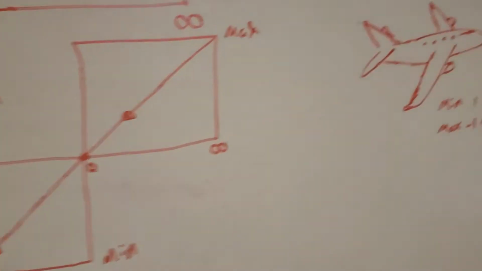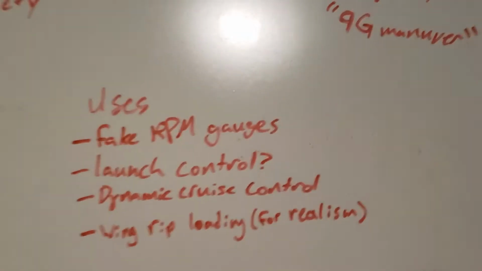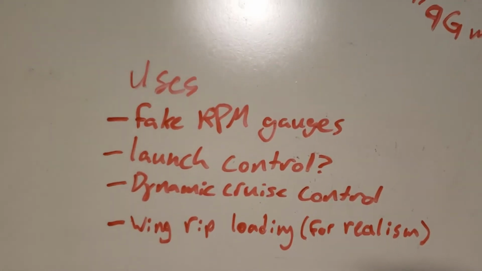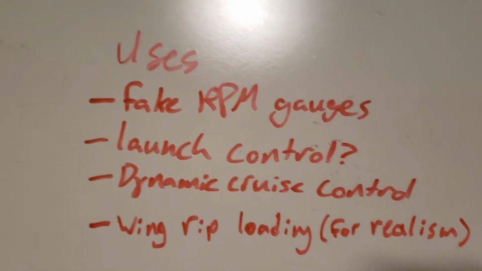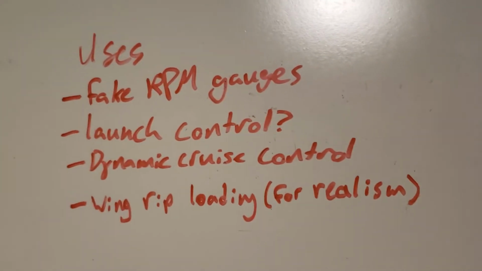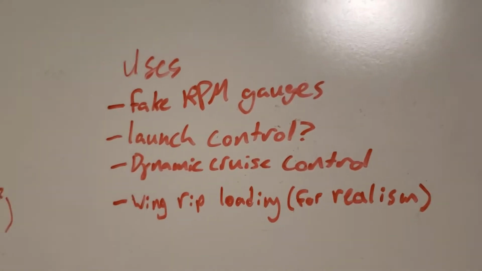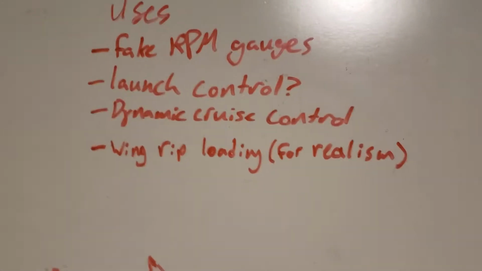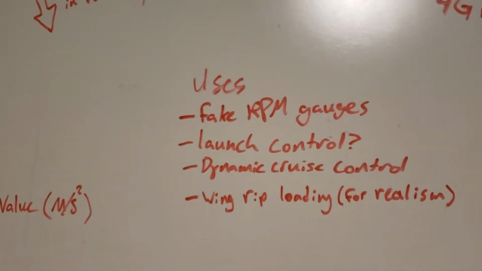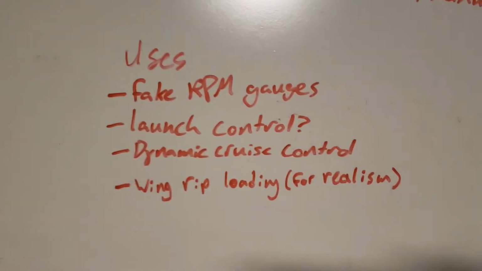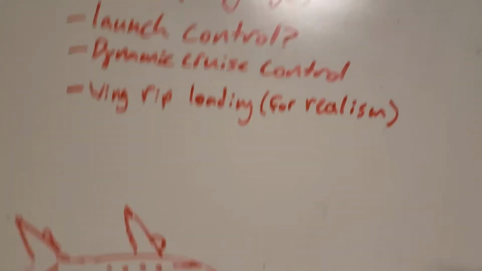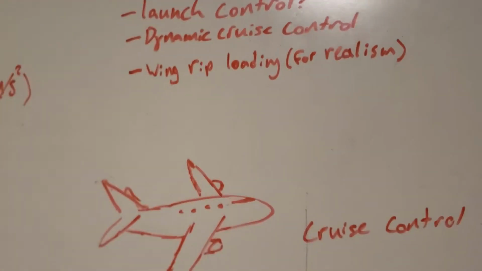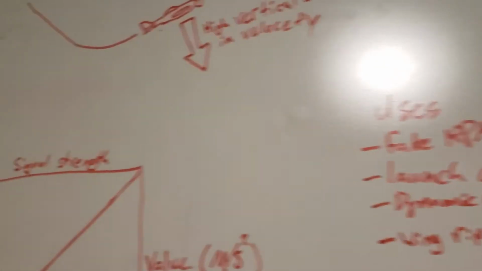So, uses of such sensors are as follows as far as I can tell. I'm sure there's other ones, but these are just the ones I thought of. Fake RPM gauges, launch control for vehicles. So for instance, some modern cars have launch control, which basically means you floor it and then it just automatically chooses how to accelerate. I'm not sure if that's a practical thing in Brick Rigs yet, but you could certainly try. And then dynamic cruise control, which I'll get to in a second, and wing rip loading for realism or for pain. So let's start with the wing rip one, since that's interesting.